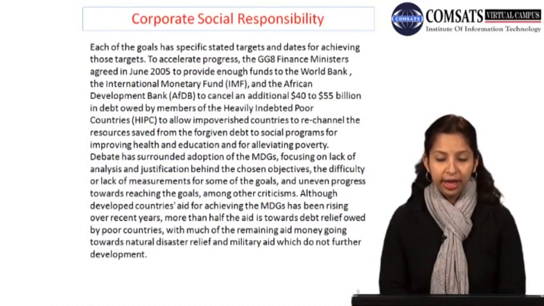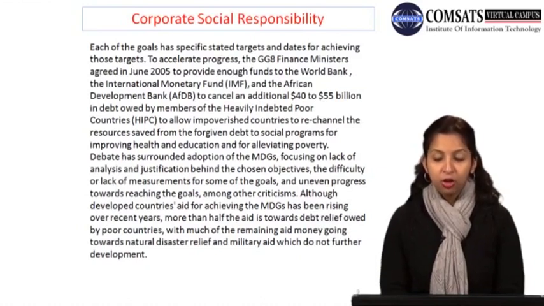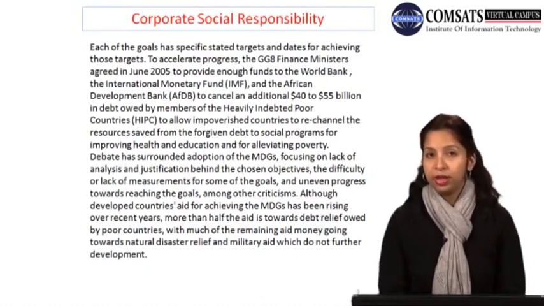Although developed countries' aid for achieving the MDGs has been rising over recent years, more than half the aid is towards debt relief owed by poor countries, with much of the remaining aid money going towards natural disaster relief and military aid which do not further development.